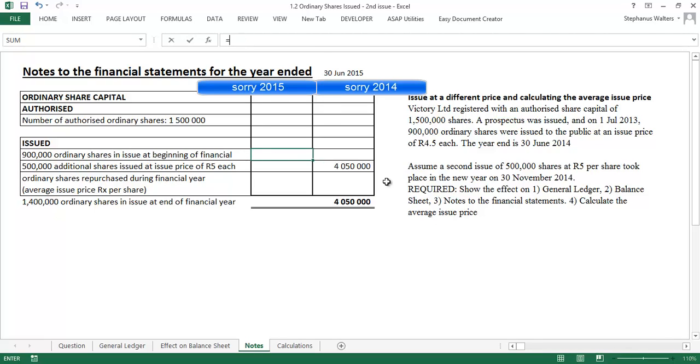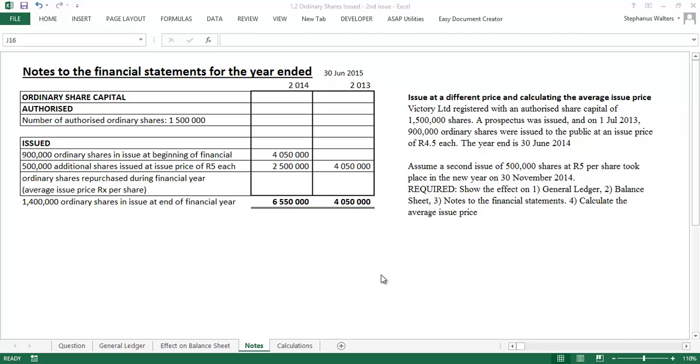All right. Then this balance of 4.05 million would be my opening issued shares at the beginning of the financial year. So I can put in there calculation 1, 4.05, and then I'm going to record the additional shares that was issued during the year, 500,000 times 5, 2.5. All right, and that gives me my total of 900 plus 500 is 1,400, and gives me a total there of 6.55 share capital at the end of the year. And that's it.